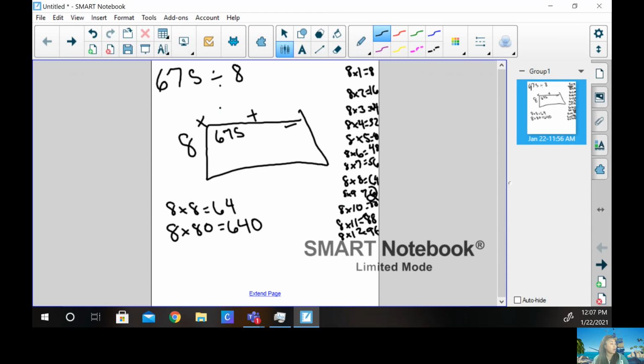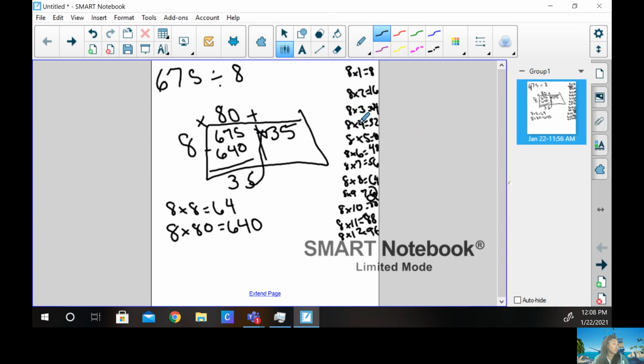So I go ahead and I put my 80 up top, and I'm subtracting 640 from here, which is 35. So then we draw our line and we bring our 35 up here in this space now. So now I need to know what I can multiply by 8 to get 35. Well, I'm going to go over on my cheat sheet again.